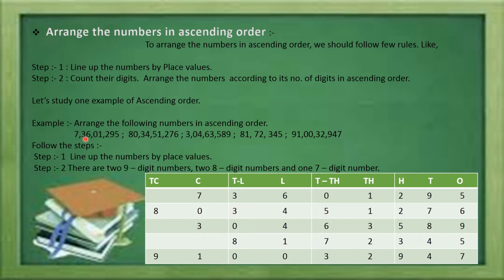7 crore 36 lakh 1295, 80 crore 34 lakh 51,276, 3 crore 4 lakh 63,589, 81 lakh 72,345, 91 crore 32,947.